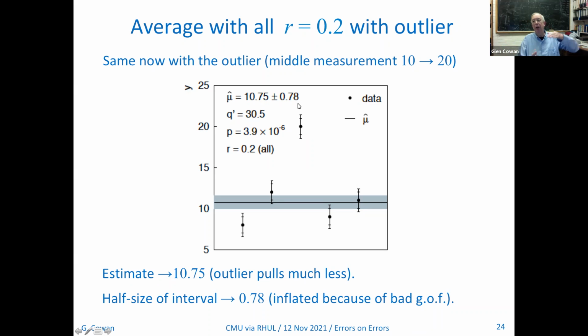You want somehow the width of the confidence interval to reflect the fact that there's a bigger scatter in the values. And furthermore, you want the outlier not to have such a large influence on the average. So because this is now equivalent to a Student's t likelihood, the tails are falling off more slowly, and so it doesn't pull as hard on the average.